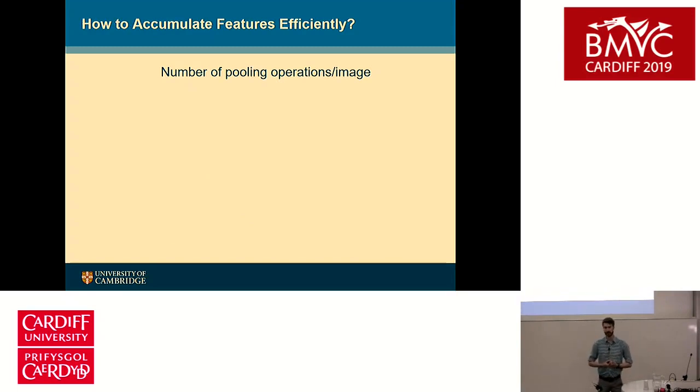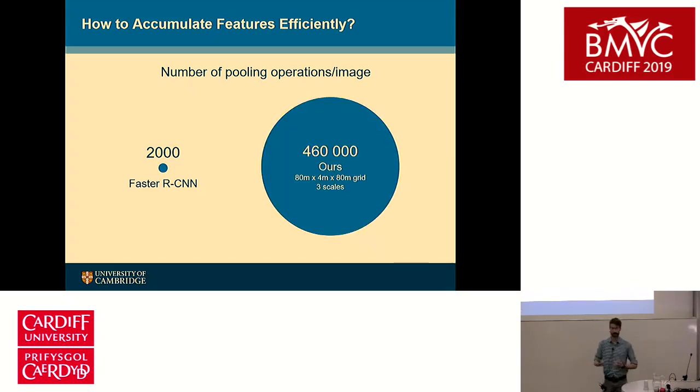The only problem with this is it's very computationally expensive in terms of these pooling operations. So just to put it in context, Faster R-CNN, for example, the 2D object detector, performs about 2,000 of these pooling operations in its region of interest detector. By contrast, we have to do about 460,000. So basically, we need to find a way of doing this a lot more efficiently.